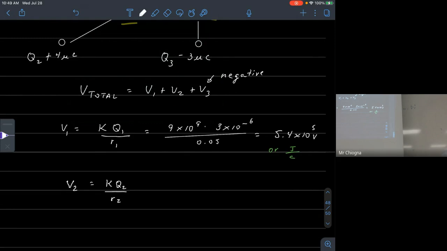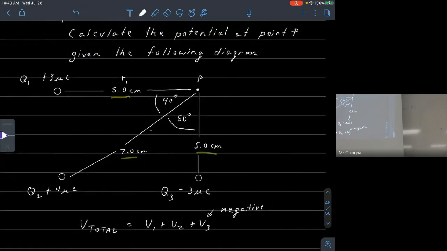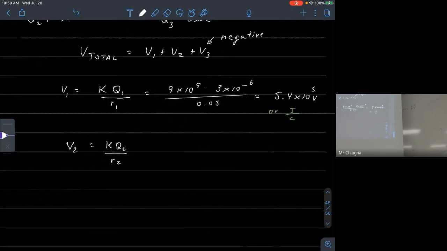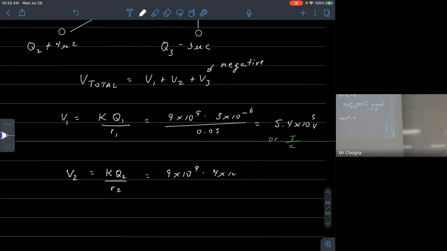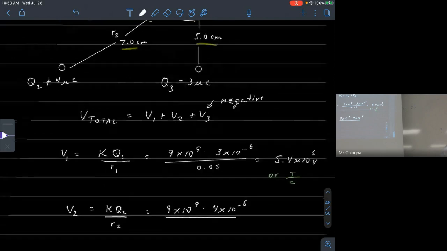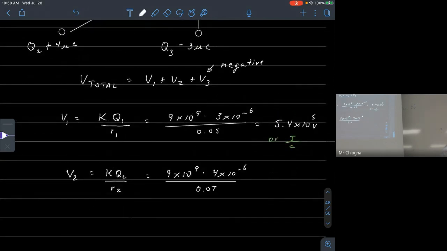Over R2. R2 is this. This is R2 here. That's R2, 7 centimeters. That's 4 microcoulombs. Micro, meaning that little u, is 10 to the minus 6. And the distance is 7, or 0.07 meters. I'll carry an extra digit with this one, times 10 to the 5 volts.